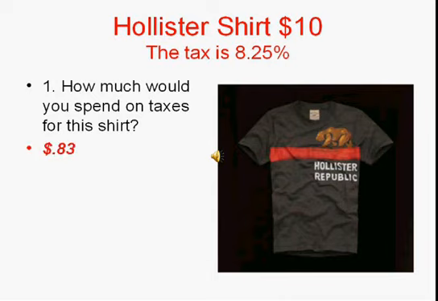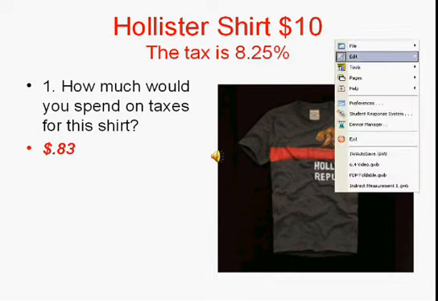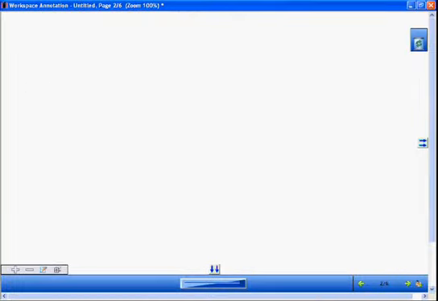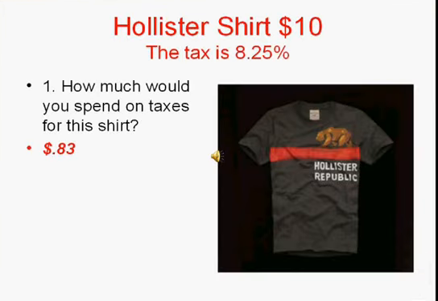You would pay 83 cents. You took $10 and multiplied it by 0.0825. And that's how you found your tax of 83 cents.